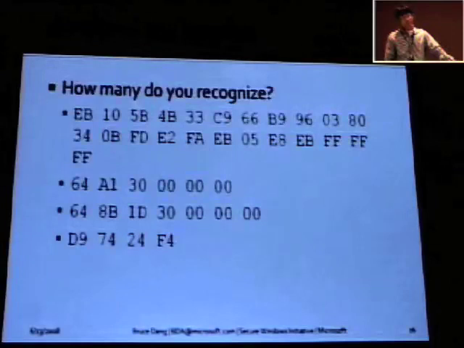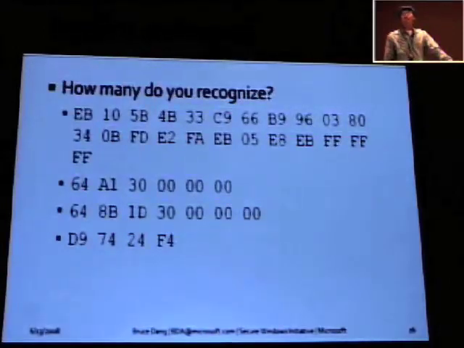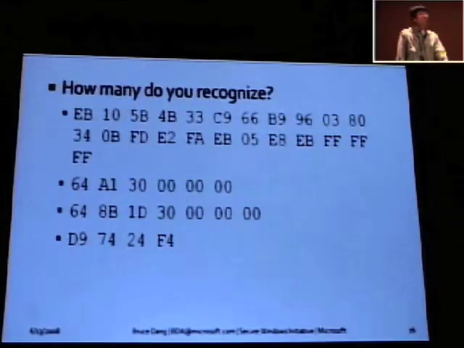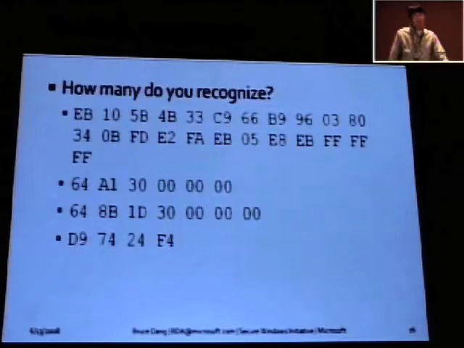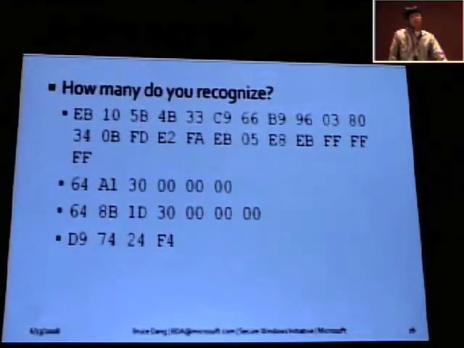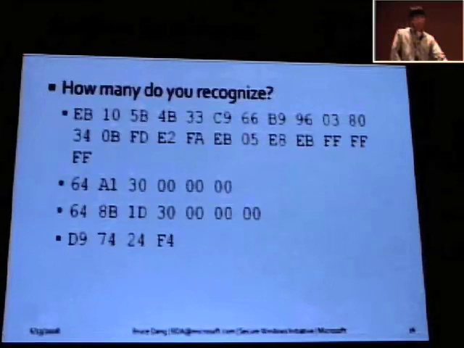64A1 30, anybody know what the 64 prefix is for? No one knows. Yes, yeah. Any instruction involving an FS segment is going to have the 64 prefix. And 64A1 is to move FS:30 into the EAX register. If it's EBX or ECX, it's going to be like 8B1D or 1E or something like that.